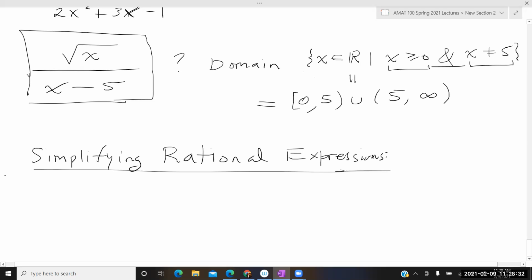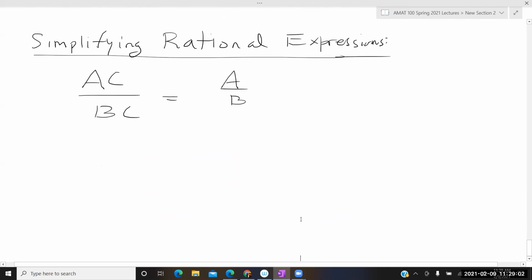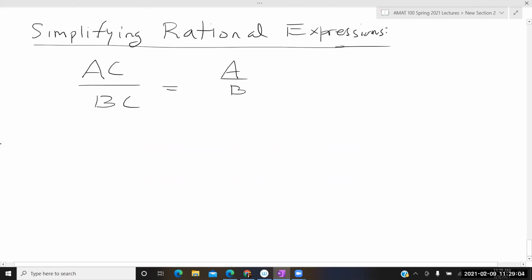Simplifying rational expressions really comes down to the fact that this equation holds. We have a rational expression AC over BC, and the numerator and denominator have a common factor of C, so we can cancel them out. That's really what simplifying rational expressions comes down to, using this fact right here. So let's look at an example.